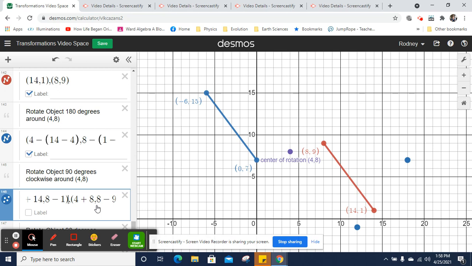And now I've got to deal with the differences. So it's not 14 that I want here. What I want is actually plus 1.